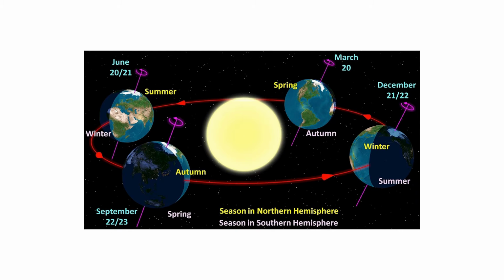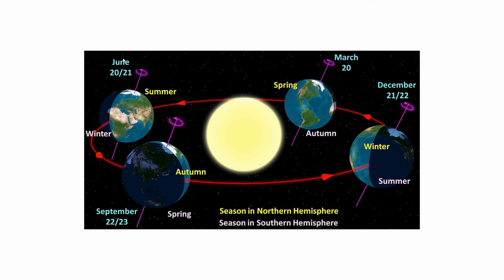But look at this. Notice that the purple axis, the line from the North Pole to the South Pole, is not straight up and down. It's tilted, and it stays tilted at the same angle all the way around the red circle. This tilt is why we have summer and winter.